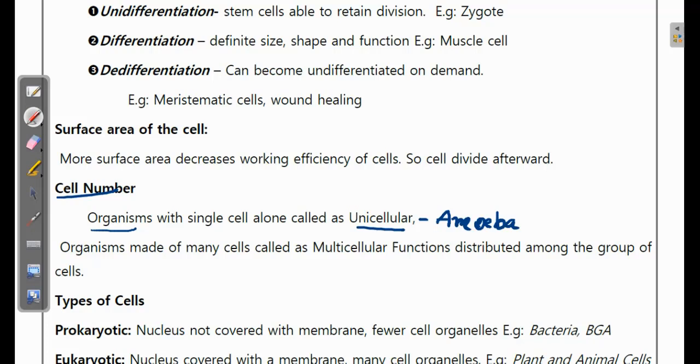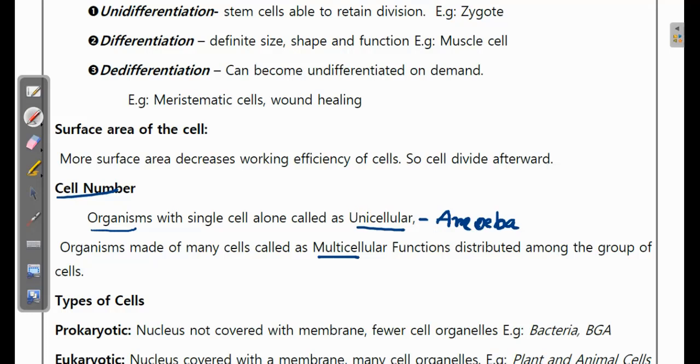Such an organism has only one cell to survive, and that one cell has a lot of pressure to do everything. Whereas if you look at the other organisms, they have many cells. That's why we call them multicellular. Multicellular organisms distribute the work among them, and they evolve into tissues. A group of cells forms tissues, and a group of tissues forms an organ, then the organism. So cell numbers actually matter, and sometimes you may get a few questions.